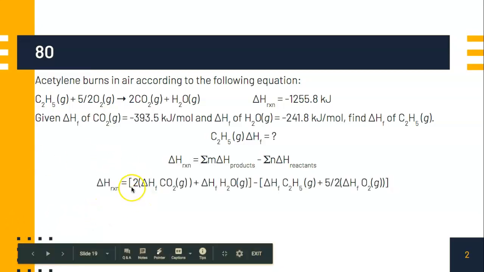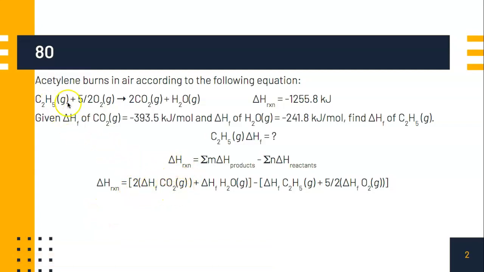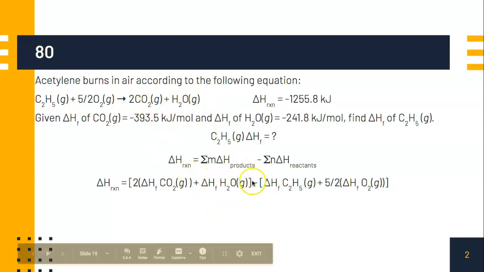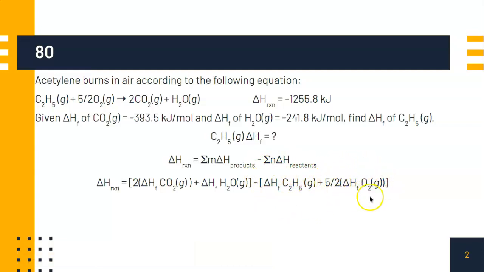So we've got 2 times our heat of formation of carbon dioxide gas, because here in our products, we've got 2 moles. We only have 1 mole of water, so we just have heat of formation of water. We'll add those 2 together, and then from that subtract the heat of formation of acetylene, which we don't know, and 5/2 times the heat of formation of oxygen gas.